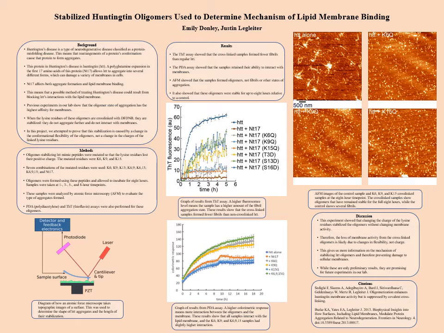First, Huntingtin mimic peptides known to stabilize oligomers were mutated so that the lysine residues lost their positive charge and became neutral. The residues affected were K6, K9, and K15. 7 combinations of these residues were used: K6, K9, and K15 alone, K6 and 9, K6 and 15, K6, 9, and 15, and regular NT17.